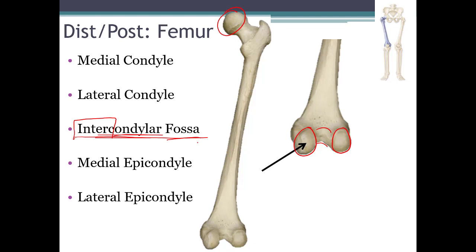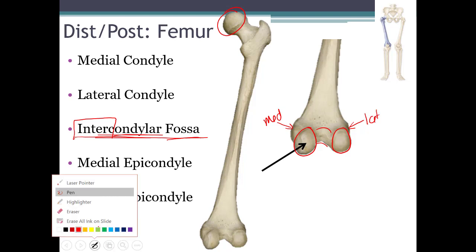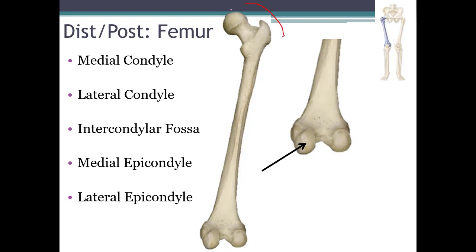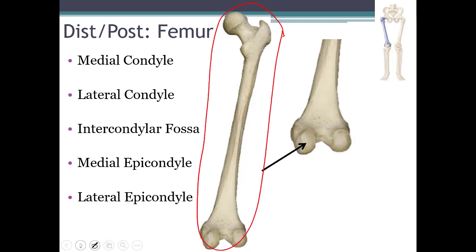Now, above each of the condyles, just like we saw in the humerus, we have bony projections known as epicondyles. This one here would be the medial epicondyle, and this one over here would be the lateral epicondyle. So let's go through and practice. ID bone would be the femur. ID feature would be lateral condyle. ID feature, intercondylar fossa. ID feature, medial epicondyle. And ID feature, lateral epicondyle.